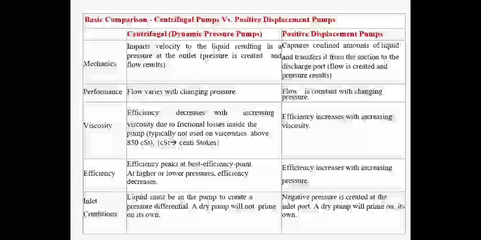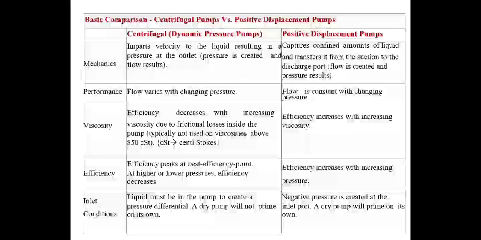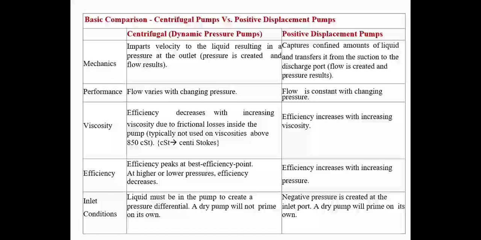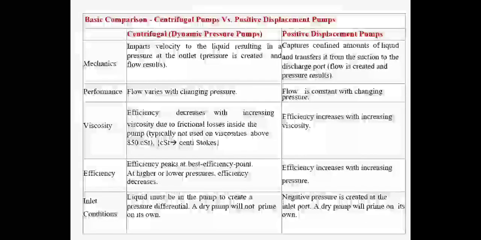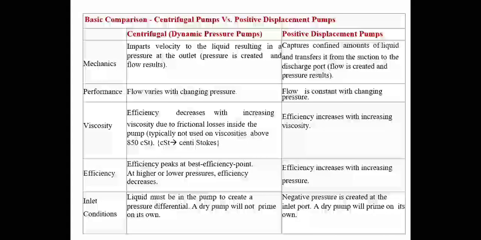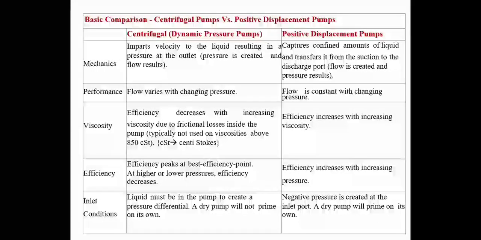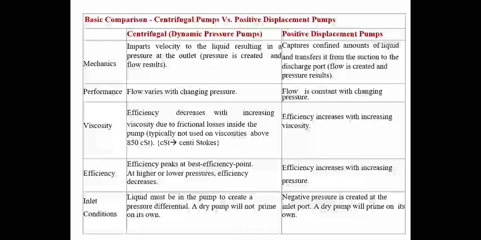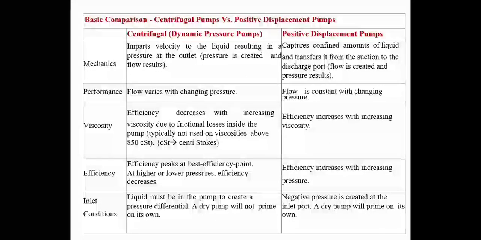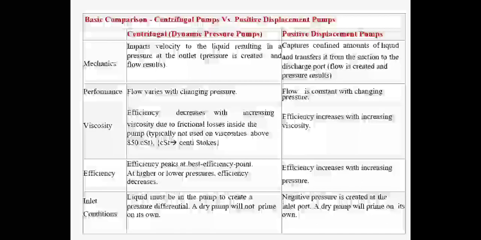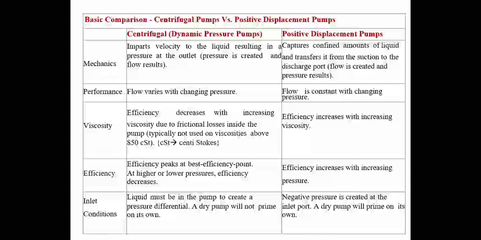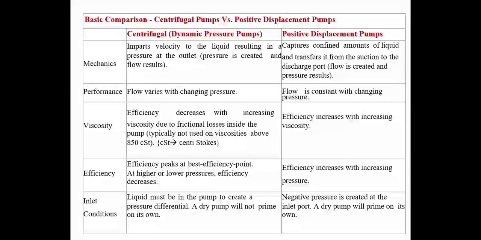When we compare these two, based on the mechanics, a centrifugal pump will impart velocity to the liquid, which results in the pressure at the outlet. So it will first impart the velocity and it will be converted into pressure energy. Velocity energy or kinetic energy is converted into pressure energy in the case of a centrifugal pump. In the case of positive displacement pumps, it is the opposite. That is, it captures a confined amount of liquid and transfers it from the suction to the discharge port. So here first the flow is created and then the pressure results.